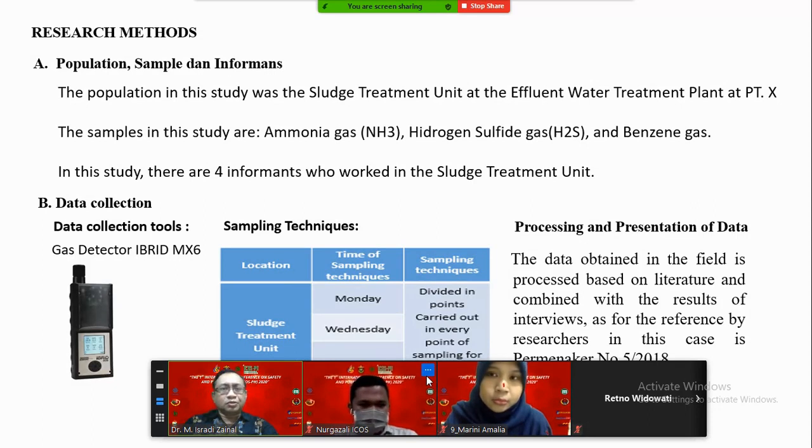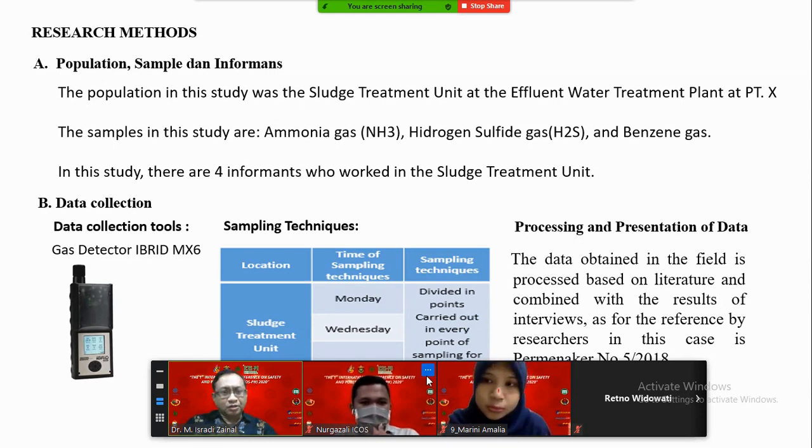As for research methods, the population is the effluent water treatment plant at PTX, and the samples in the study are NH3 (ammonia gas), hydrogen sulfide gas (H2S), and benzene gas. And there are four informants who work in the sludge treatment unit.